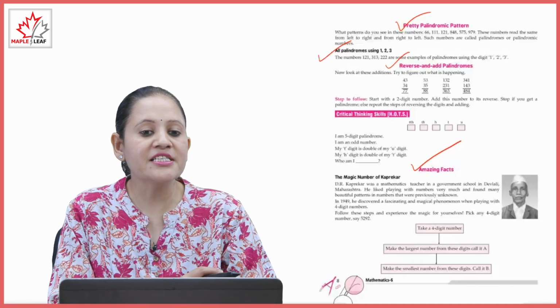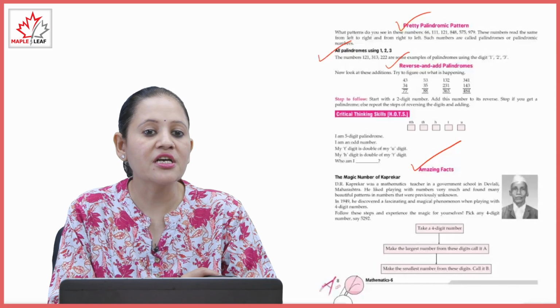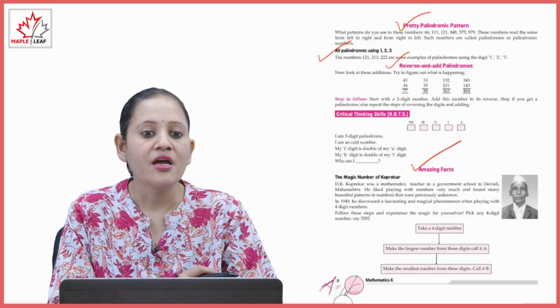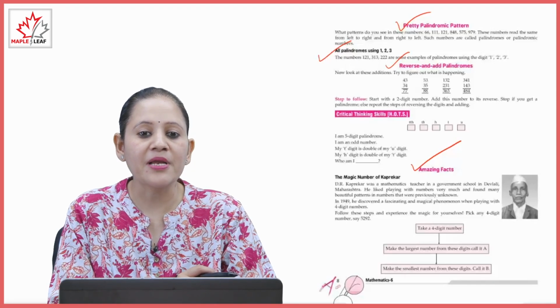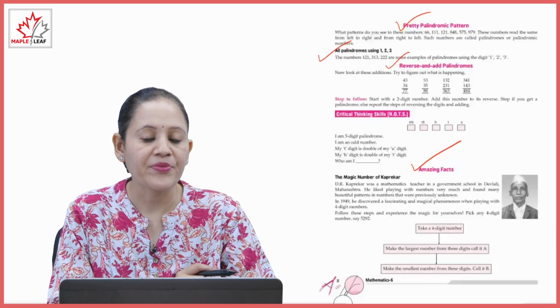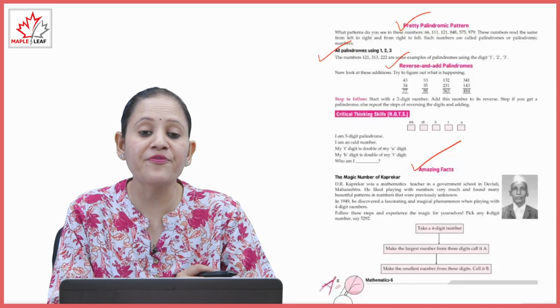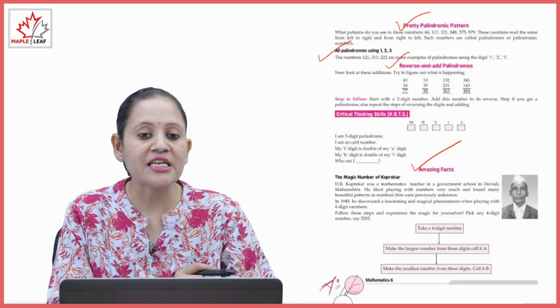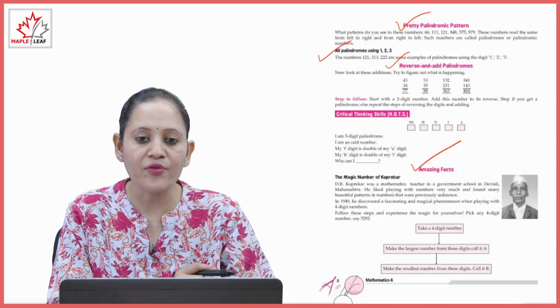The magic number of Kaprekar. Dr. Kaprekar was a mathematics teacher in a government school in Devlali, Maharashtra. He liked playing with numbers very much and found many beautiful patterns in numbers that were previously unknown. In 1949, he discovered a fascinating and magical phenomenon when playing with 4-digit numbers. Follow these steps and experience the magic for yourself.